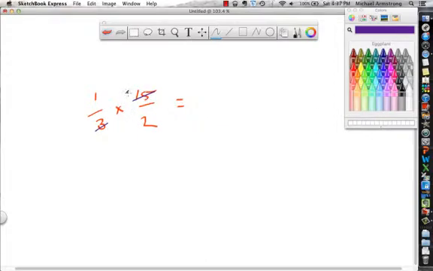15/3 is the same as 5 ones, right? 15 divided by 3 is 5. 3 divided by 3 is 1. And then 1 times 5 is 5, and 1 times 2 is 2. So you get 5 halves. 2 goes into 5 twice, with 1 left over. So 2 and 1/2 is your answer.